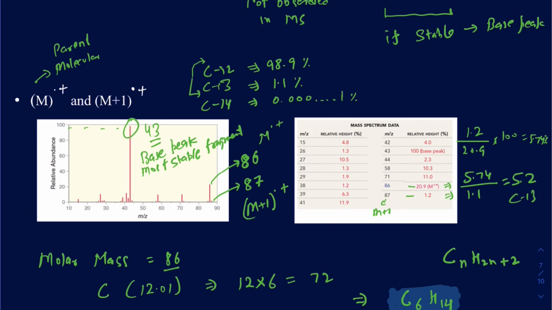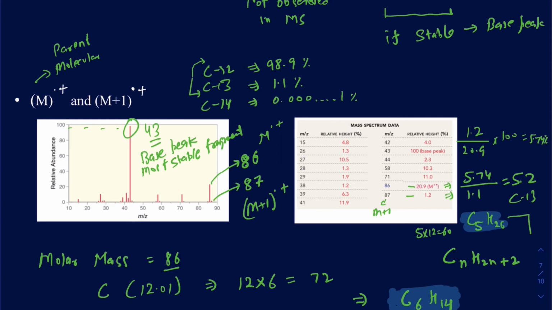So if you have 5.2, obviously you can't really have fractional numbers of carbons. I can round it down to 5. So if I have 5 carbons, then I've got to figure out how many hydrogens I could possibly have. 5 times 12 is going to give you 60. And to get to 86, I've got to have 26 hydrogens. So C5H26, is that possible? Well, that's not really possible because if you have 5 carbons, the max number of hydrogens you can have is 12. So you're getting a lot of hydrogens there that you don't need.